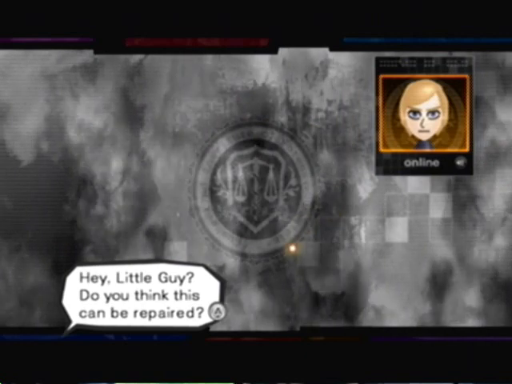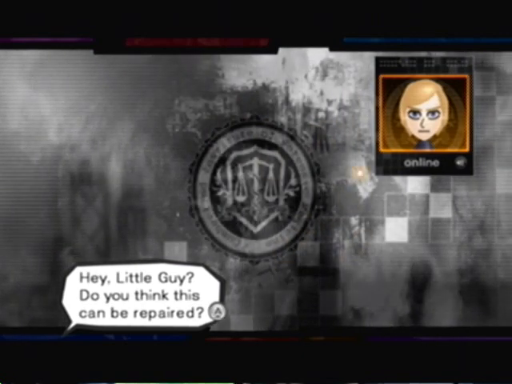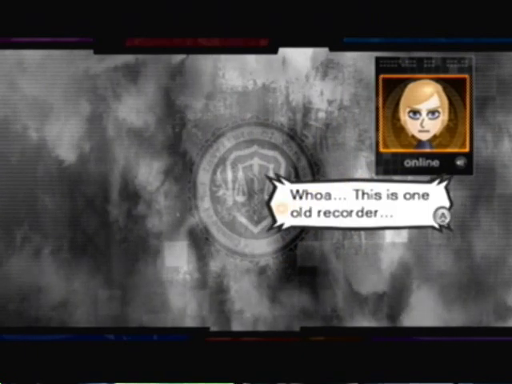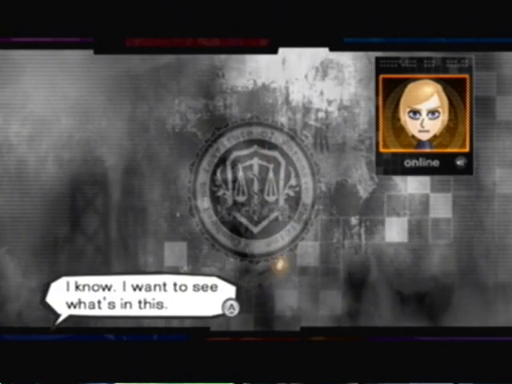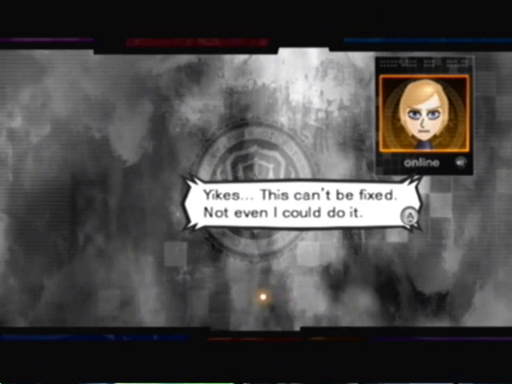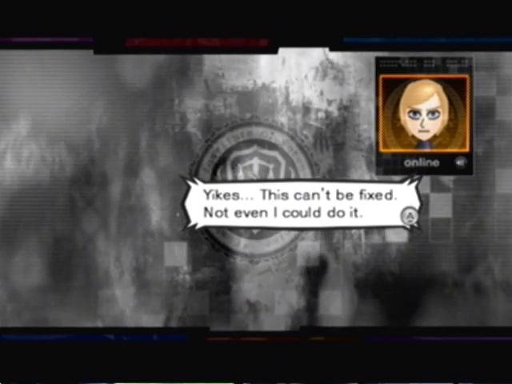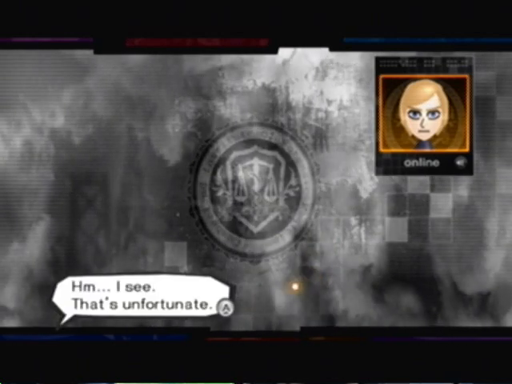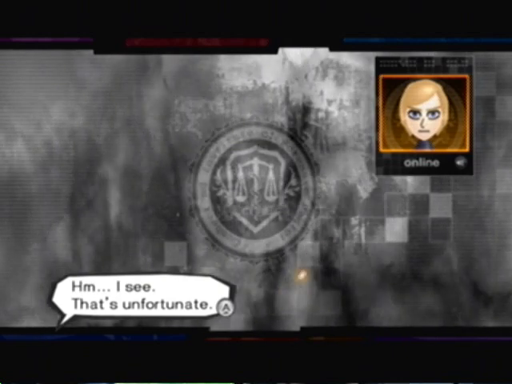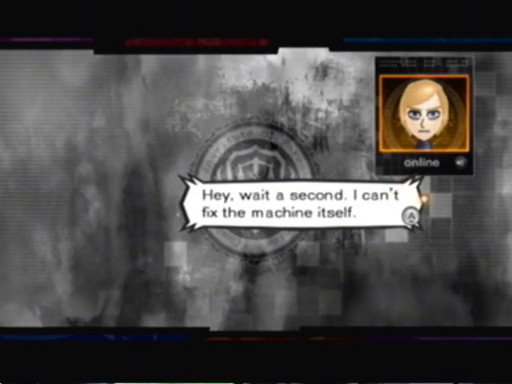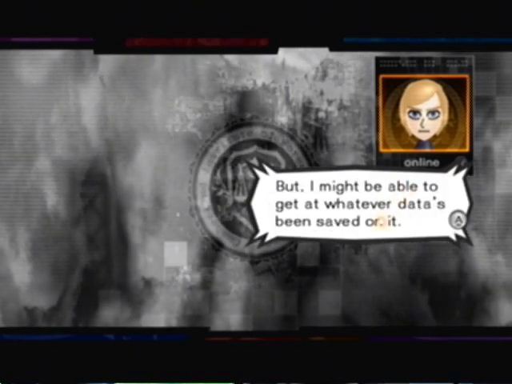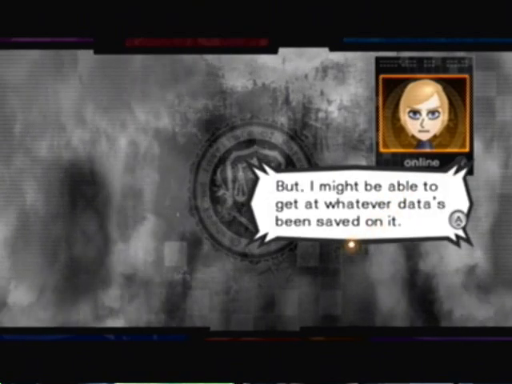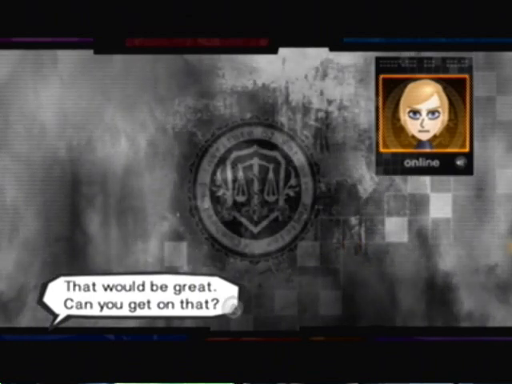Hey, little guy, do you think this can be repaired? Oh, this is one old recorder. I know. I want to see what's in this. Yikes. This can't be fixed. Not even I could do it. I see. That's unfortunate. Hey, wait a second. I can't fix the machine itself, but I might be able to get at whatever data's been saved on it. That would be great. Can you get on that?